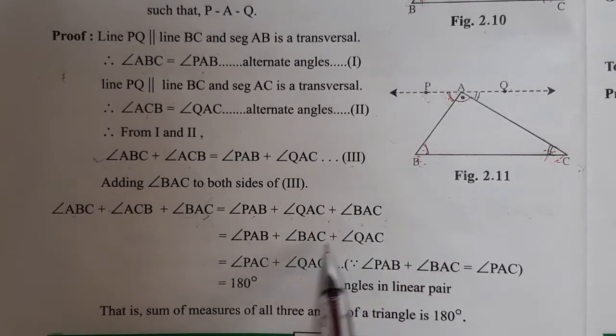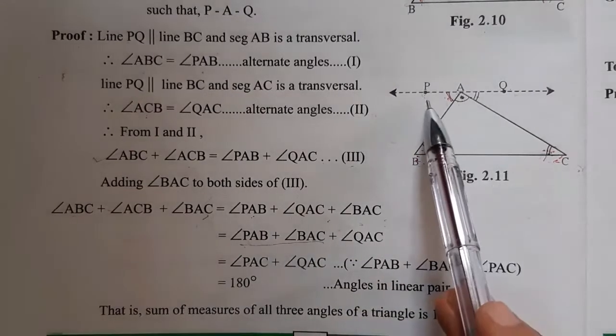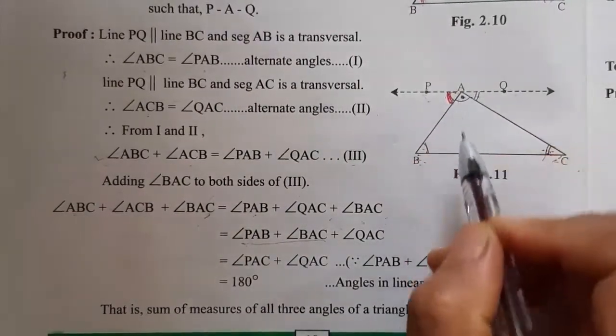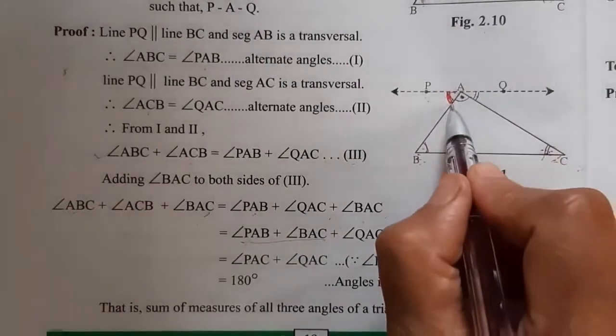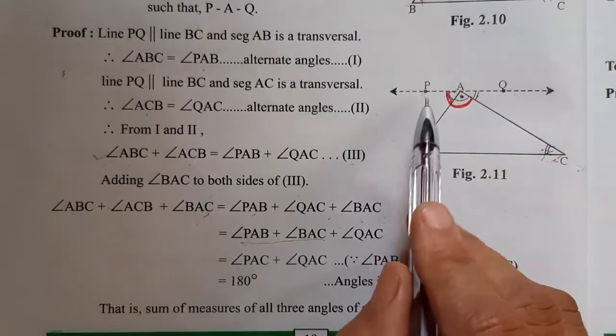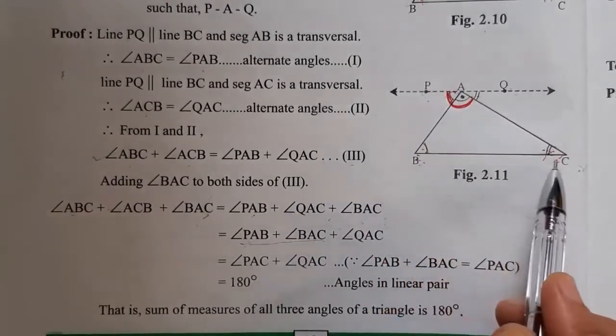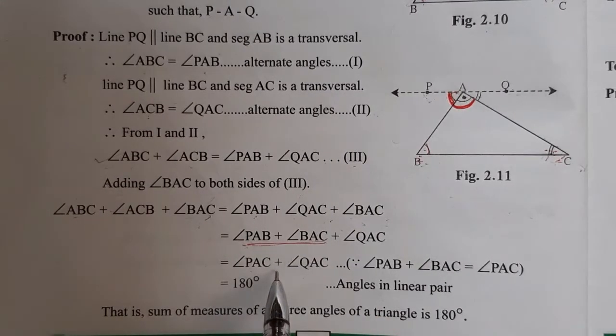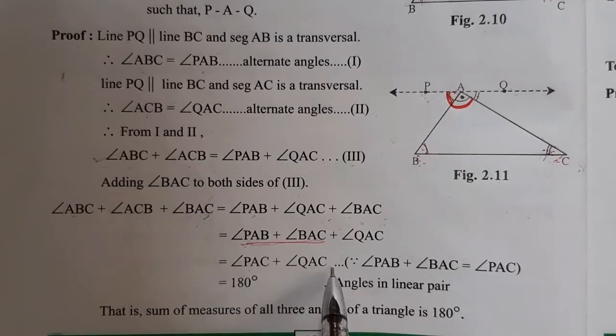Now we are doing the adjustment here. We can take BAC in the middle. So we get angle PAB plus angle BAC plus angle QAC. Now look at the diagram. Angle PAB and angle BAC. See here, angle PAB means this angle, and angle BAC means this angle. Now when we add these two angles together, they form the angle PAC. So instead of these two, we write angle PAC plus angle QAC as it is.